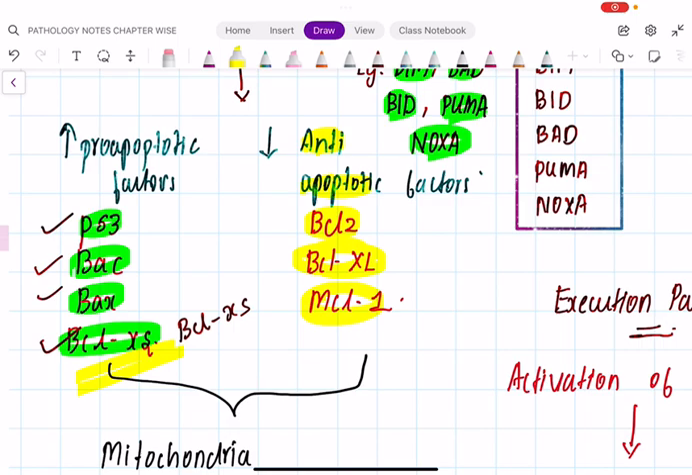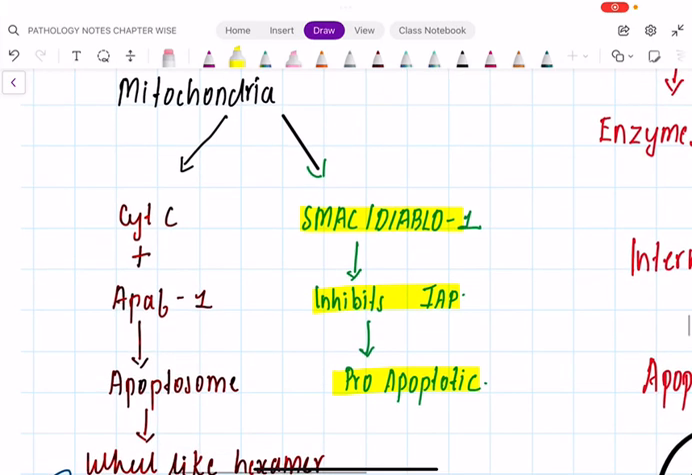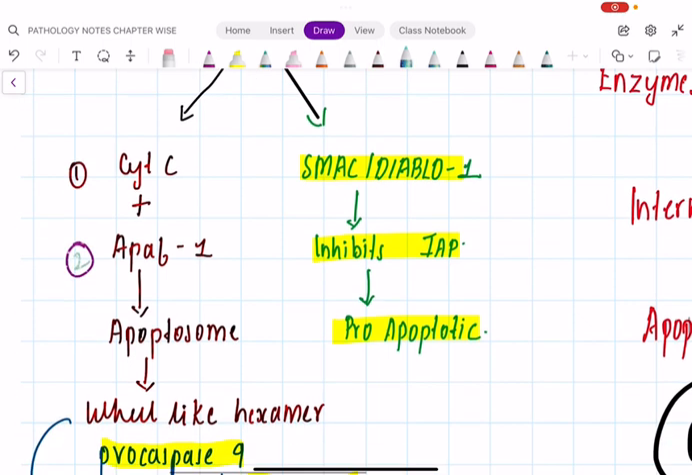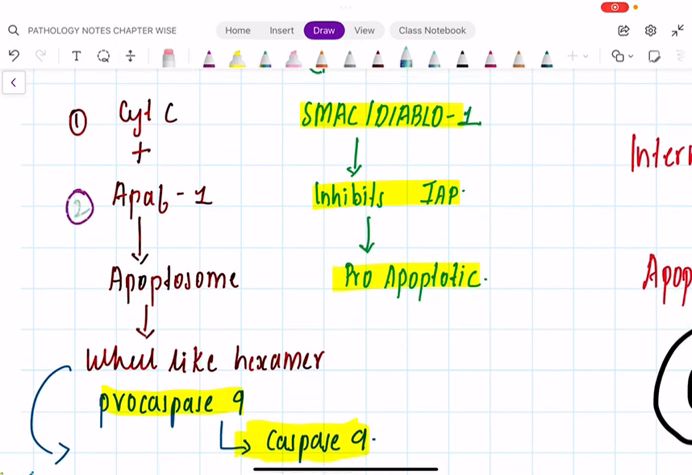So BCL2, BCLXL and MCL1, all this will stimulate the mitochondria. The mitochondria will further release two sets of compounds. Number one is cytochrome C. I have told you initially, this cytochrome C is going to activate APAF1. What is APAF1? Apoptosis activating factor. So cytochrome C will activate APAF1. This will result in the formation of the apoptosome, which looks like a wheel, like a hexamer.